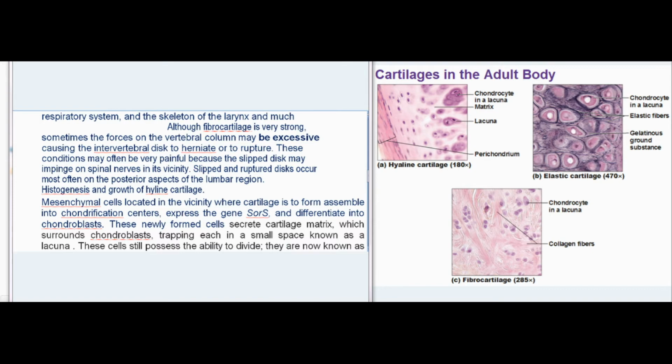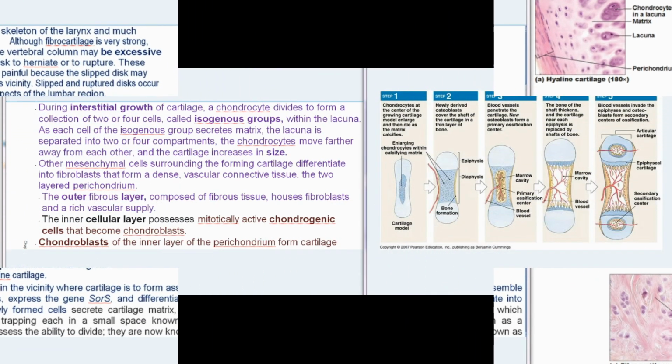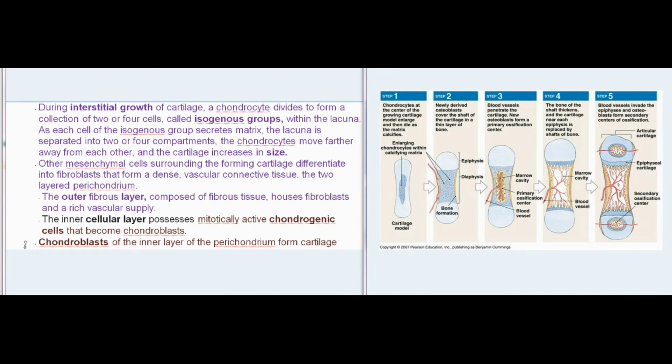They are now known as chondrocytes. During interstitial growth of cartilage, a chondrocyte divides to form a collection of 2 or 4 cells, called isogenous groups, within the lacuna. As each cell of the isogenous group secretes matrix, the lacuna is separated into 2 or 4 compartments. The chondrocytes move farther away from each other, and the cartilage increases in size.